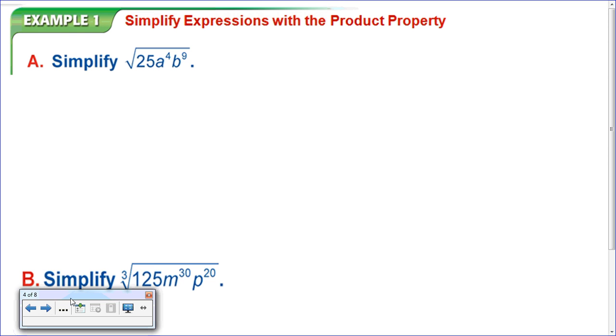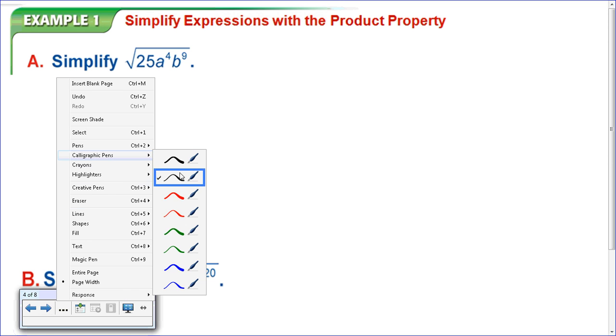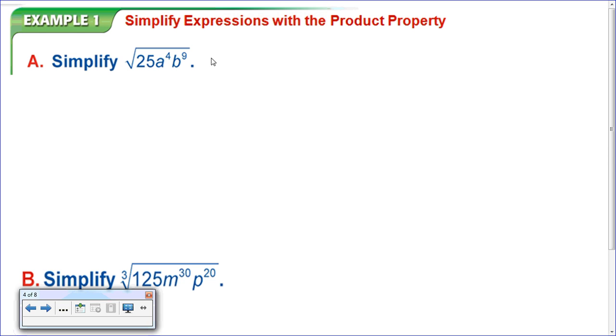So we're going to start off here with the first one, and we're going to simplify this thing. I always recommend that my students break everything apart. Now 25, of course, is 5 squared. So I'll break that up. A to the 4th is just fine as it is. And b to the 9th is just fine as it is. Okay, now since this is a square root, we're going to take out all the even powers that we can. So the square root of 5 squared is just 5. The square root of a to the 4th is a squared.